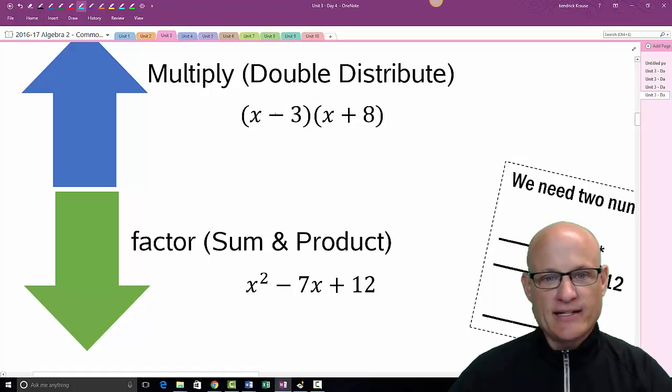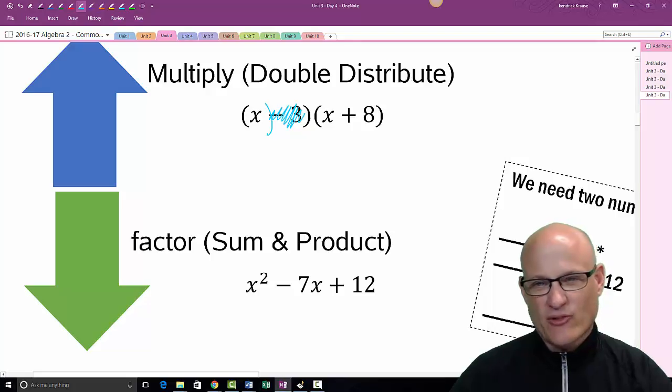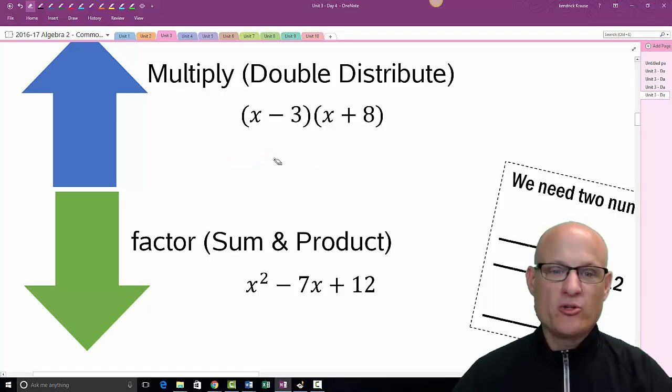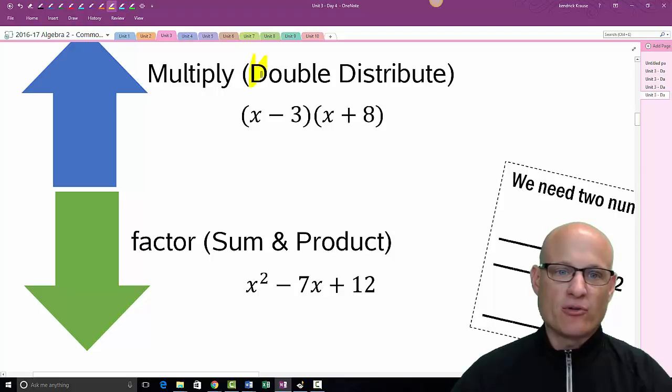Let's pretend I didn't have this, and I just had this x right outside the parentheses. I distribute. I get x squared, and then I get plus 8x. But that's not what you have. What you have is both. You have both sitting there. So that's why we call it double distributing.